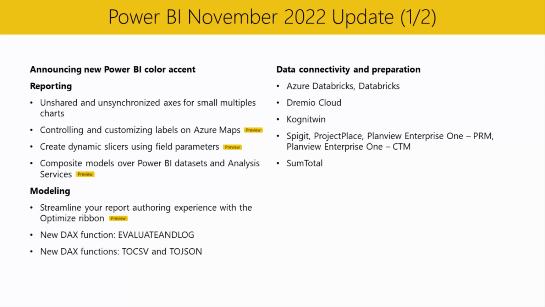The second feature is the ability to customize category labels on your Azure Maps as well. Now you'll be able to toggle them on and off and customize their font and colors in the ways you can with other labels.